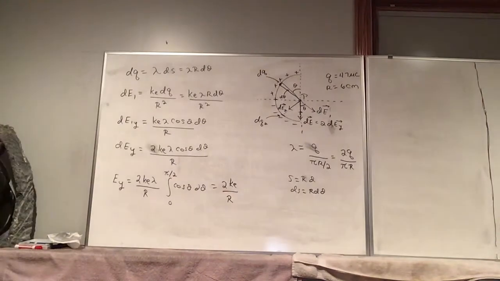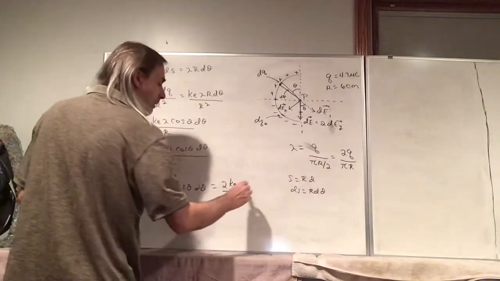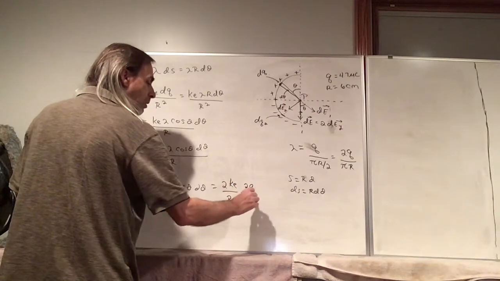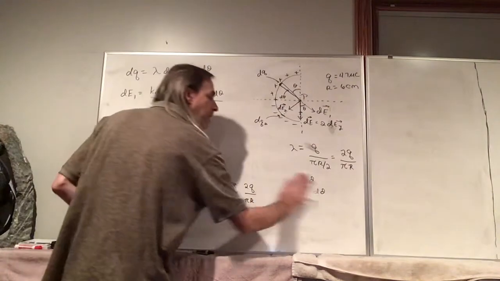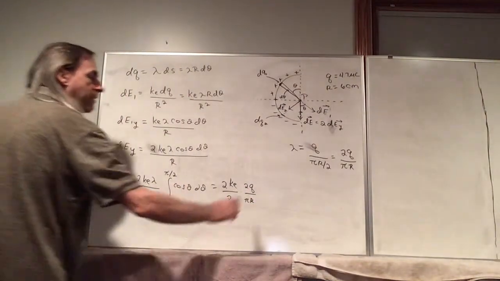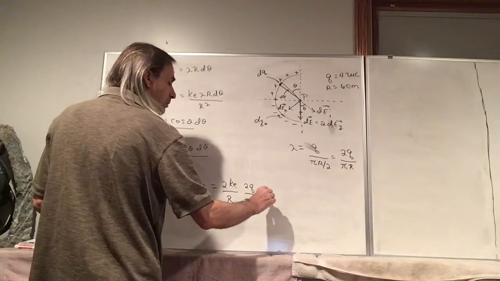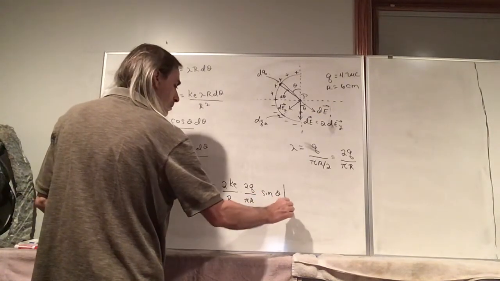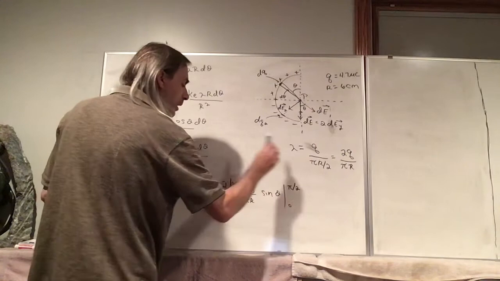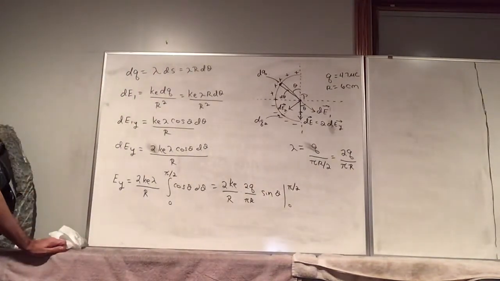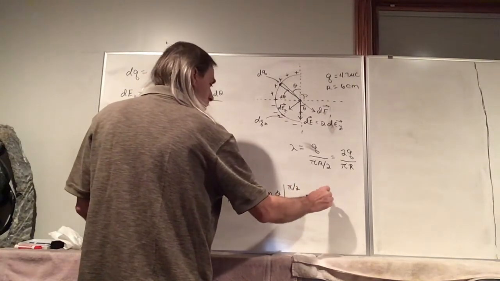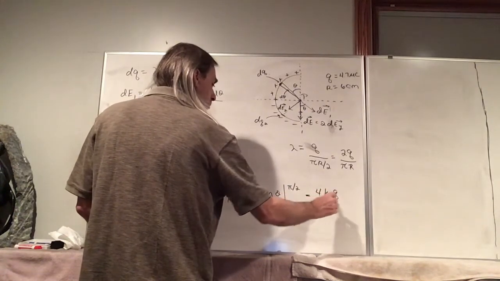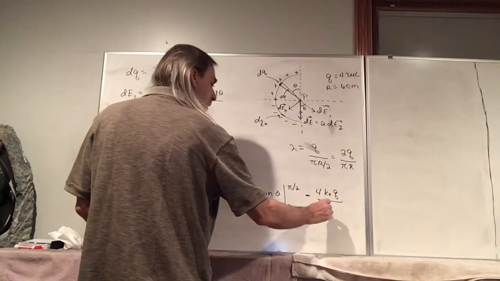I'm going to plug in lambda now. Lambda is 2q over pi r. Okay, we don't need this anymore. And then the integral of cosine theta is sine of theta. And again, sine of pi over 2, that's just 1, and sine of 0 is 0. So we have 4 ke q over pi r squared.